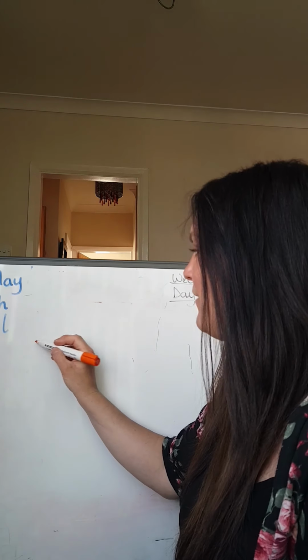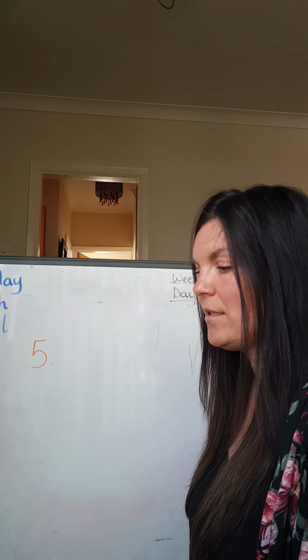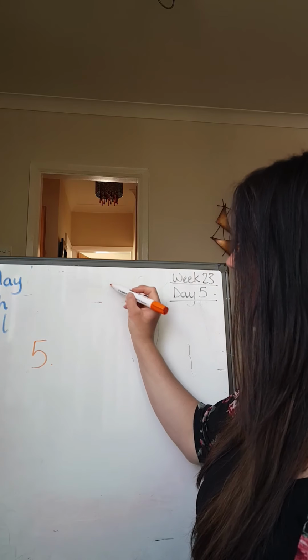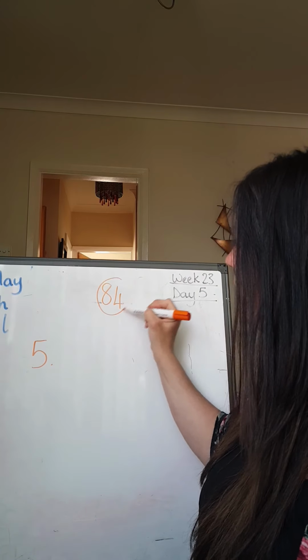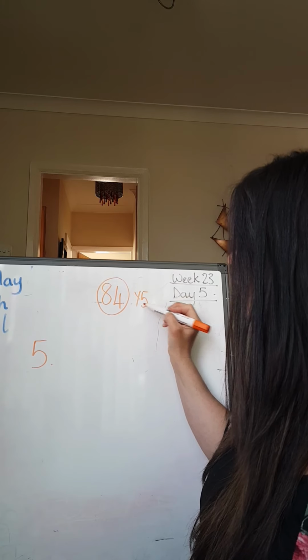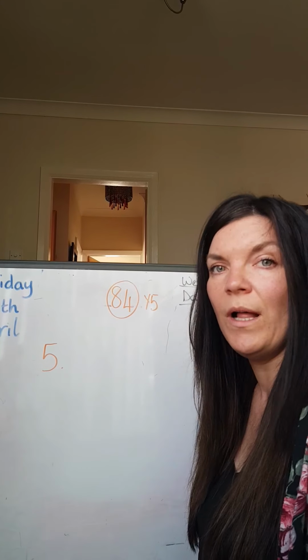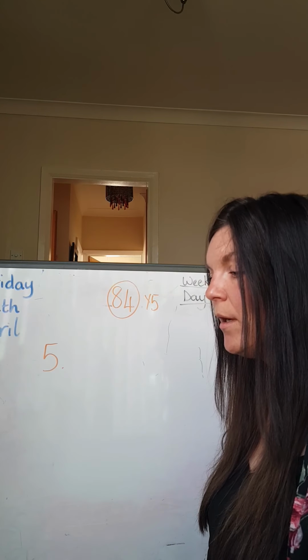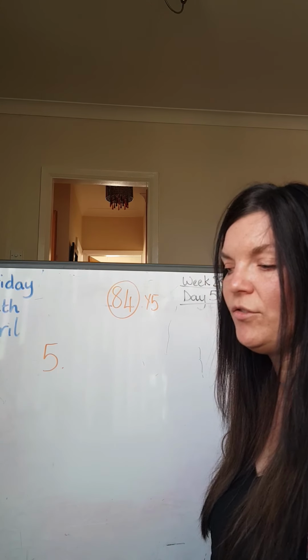Okay, question number 5. This is the mega challenge. This is the last one. So there are 84 children in year 5 altogether. Let's just write that at the top. 84 children in year 5. 1/12 are absent. 28 are on a school trip. We want to know how many year 5 children are left in school.